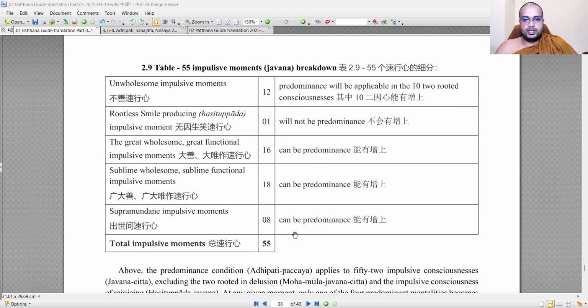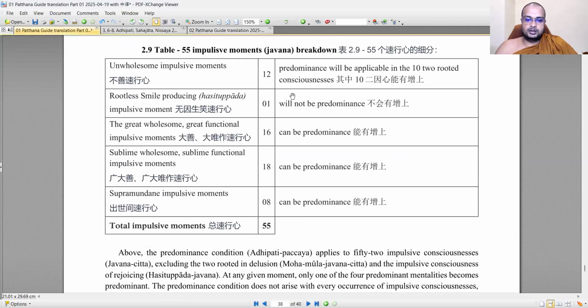Right. Okay. So now we'll go into the breakdown of the impulsive moments, the javana consciousness, wherever this conascent predominance is applicable.